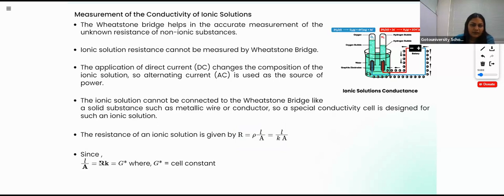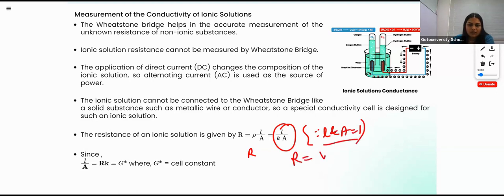In that L by A, we kept both as the same value, or unity, and from this we find G star, or the cell constant. For this relation, we used L and A as equal. Then we find the relation, which is termed R is equal to kappa, or the cell constant.